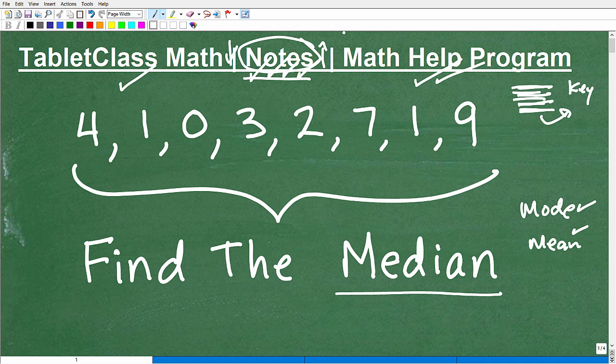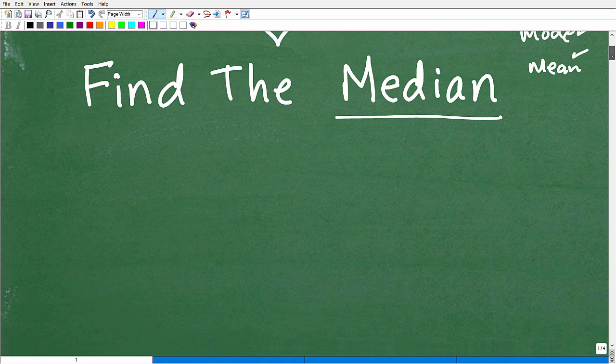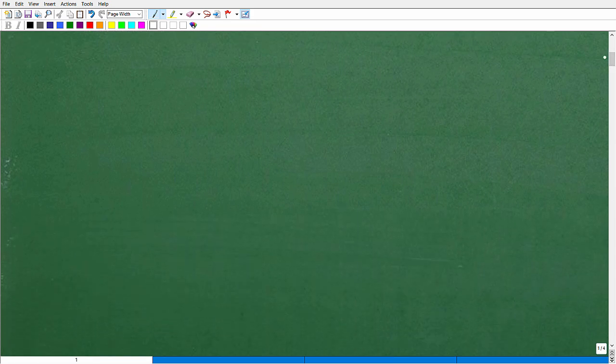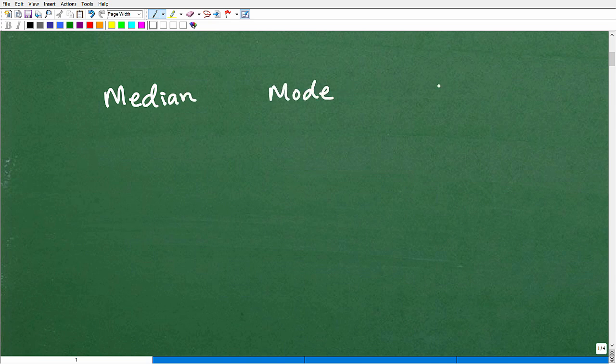All right, let's get into the median. Now we're talking about basic statistics here. So we have the median, okay. We have something called the mode, and then we have something called the mean, okay.